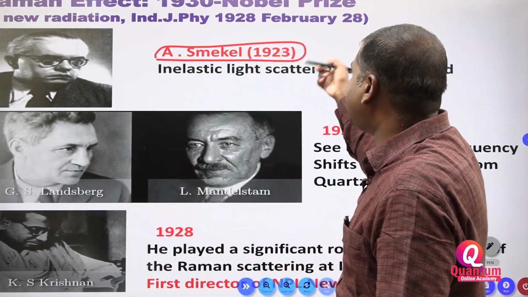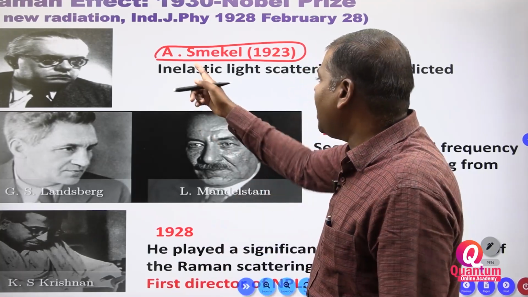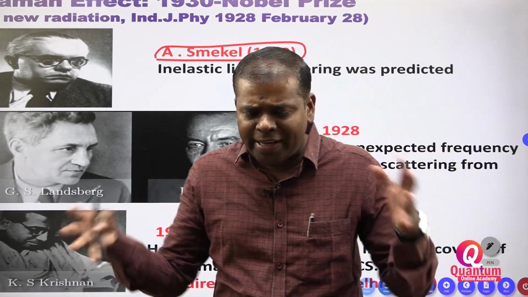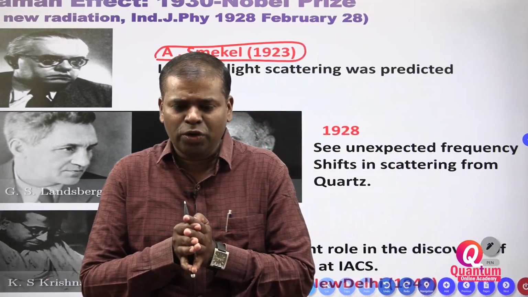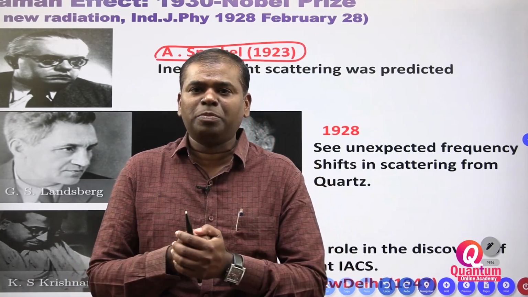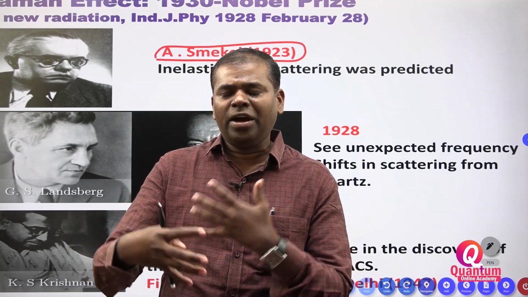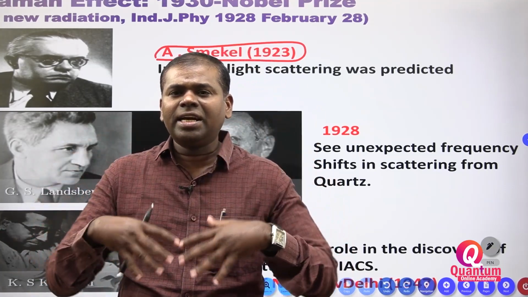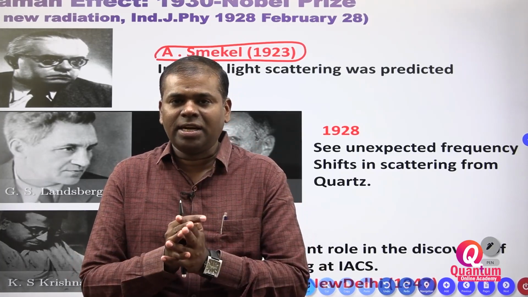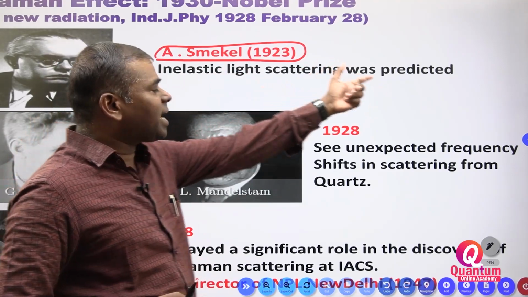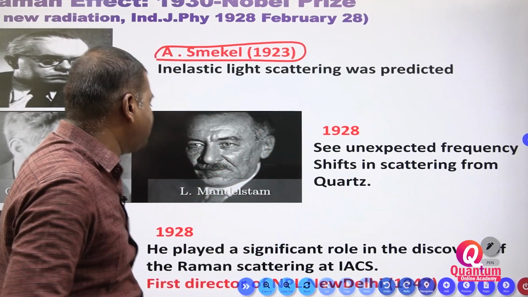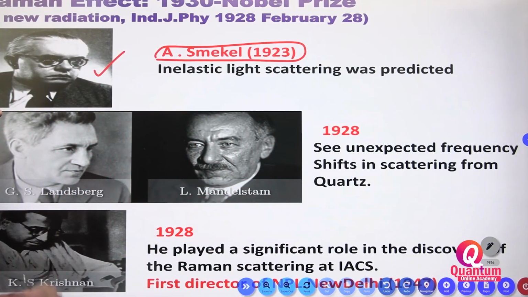Similarly, in 1923, A. Smekal introduced a theory, inelastic light scattering. What is elastic and what is inelastic? You know the elastic phenomenon: whenever the energy conservation principle is satisfied, that phenomenon is elastic. If energy conservation is not satisfied, we call it an inelastic scattering phenomenon. That inelastic scattering was predicted by A. Smekal in 1923.